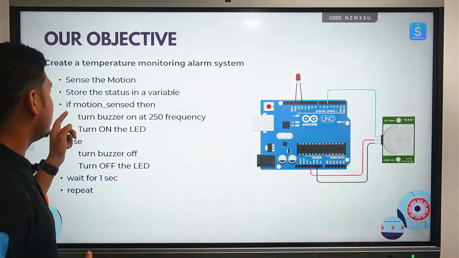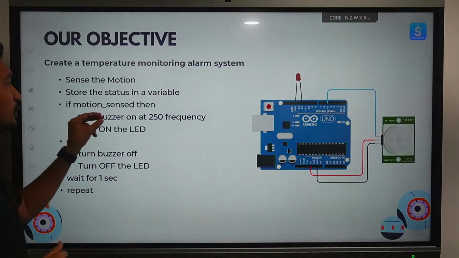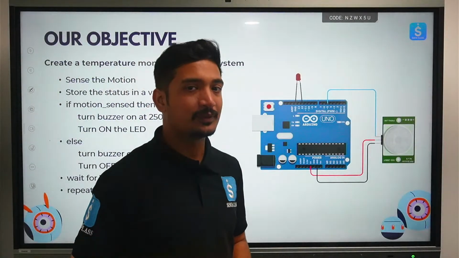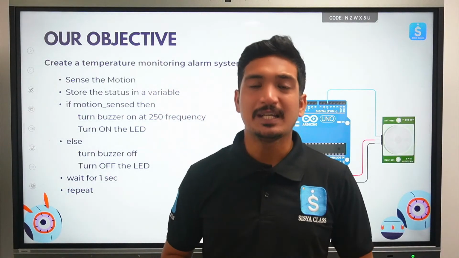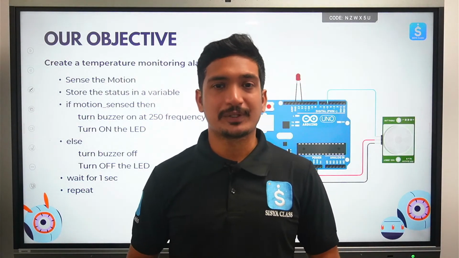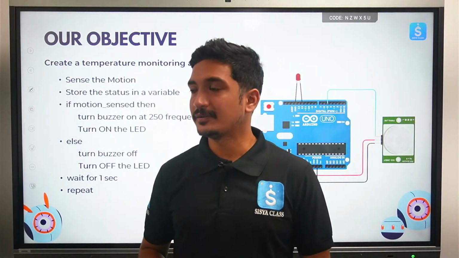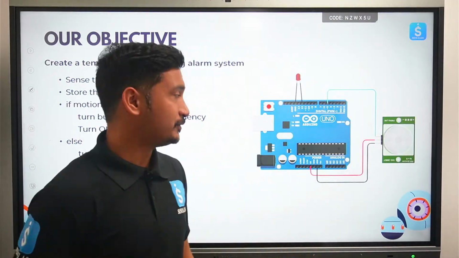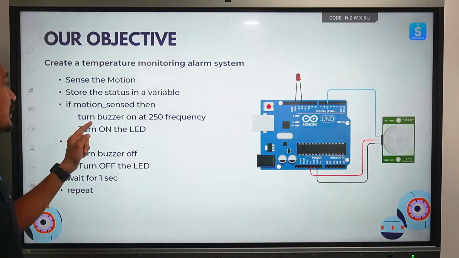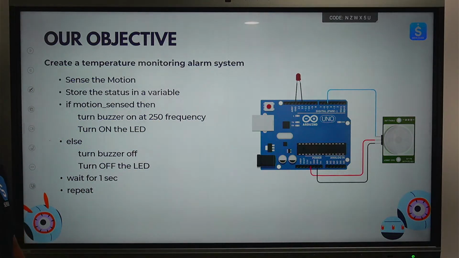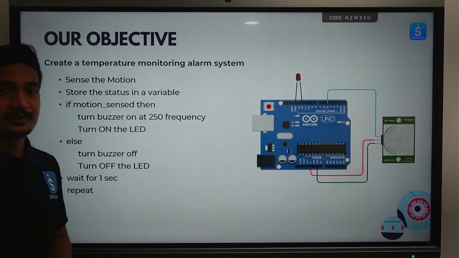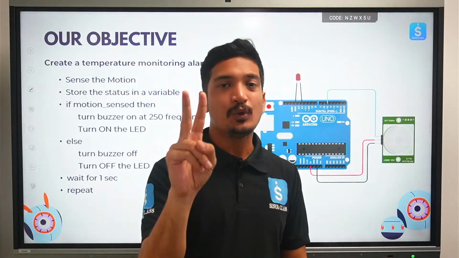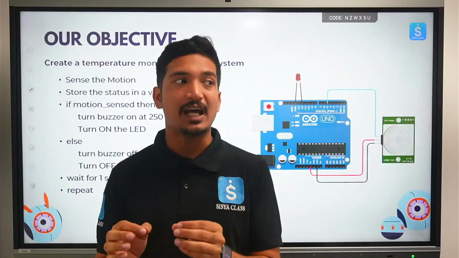Then the next thing is, if the motion is sensed, then what are we supposed to do? In that case, we will do two things. The first step is to turn the buzzer on at 250 frequency, and then turn on the lights. So these are the two actions that we will do if the motion is actually sensed.